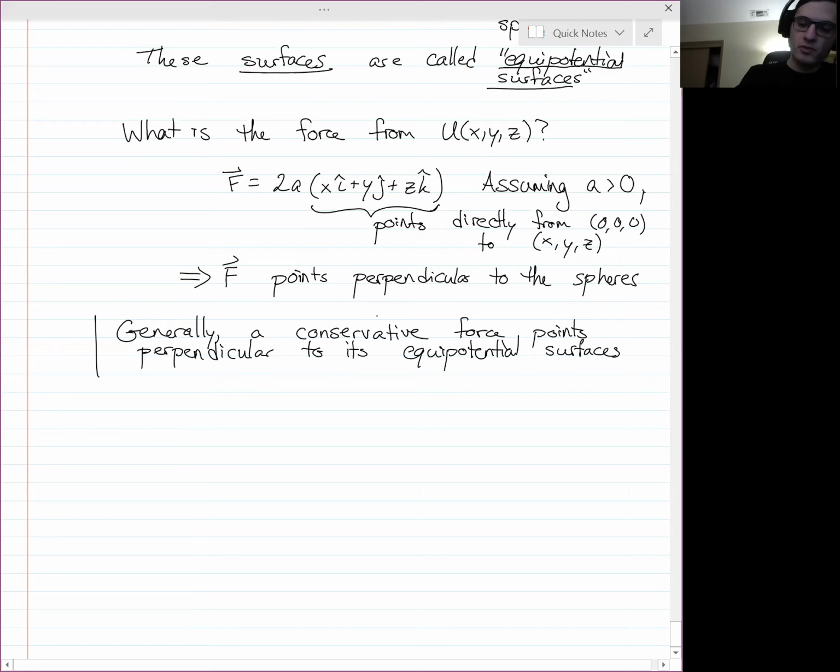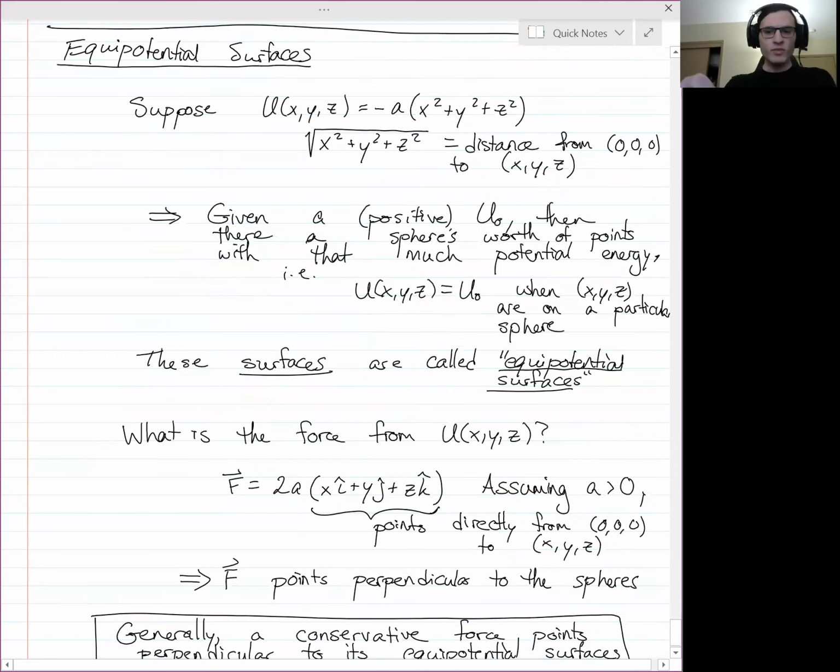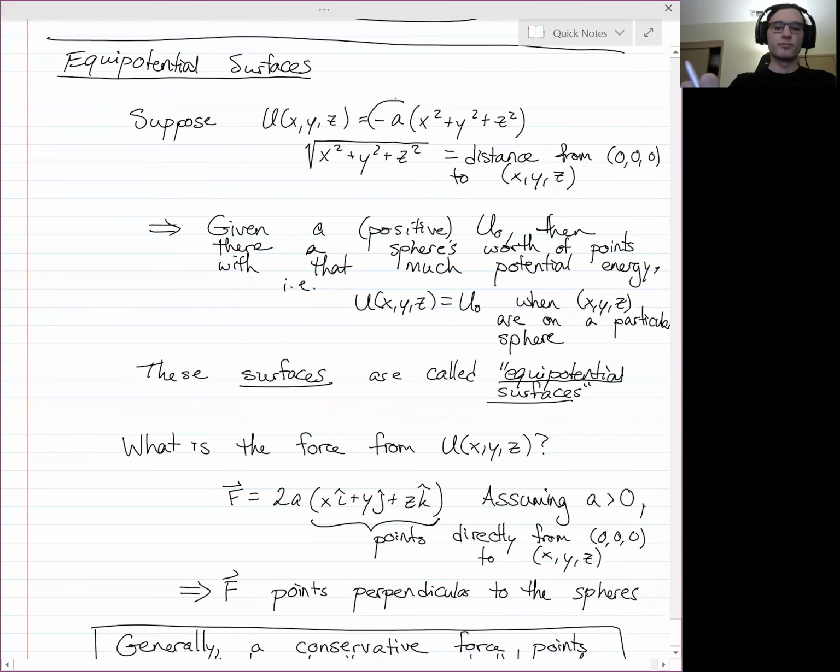So we can also learn something about the direction that this points, whether inwards or outwards. Because there's a negative sign here, let's say that you look at the potential when x, y, and z are 0, when you're at the center. Then the potential energy is just 0, right? Because x, y, and z are 0, so you just get 0 plus 0 plus 0.